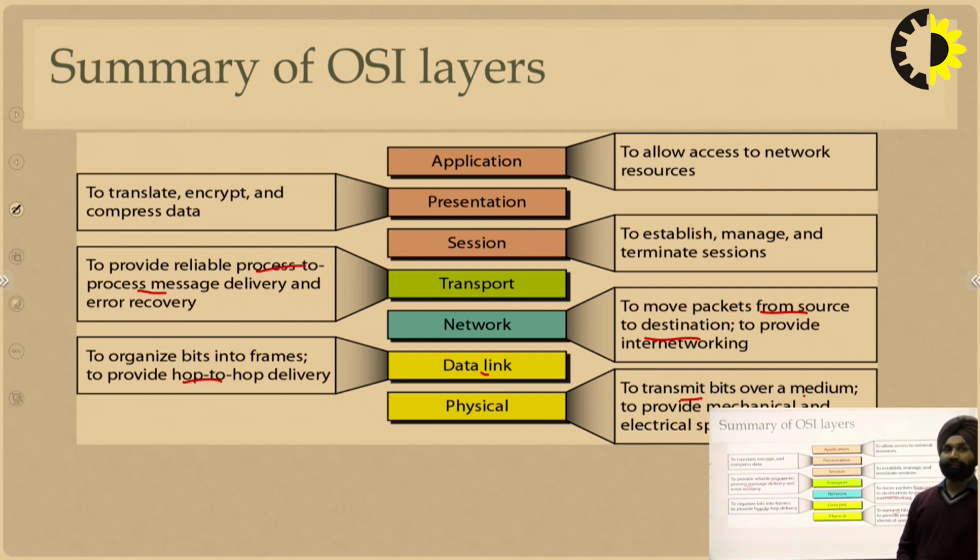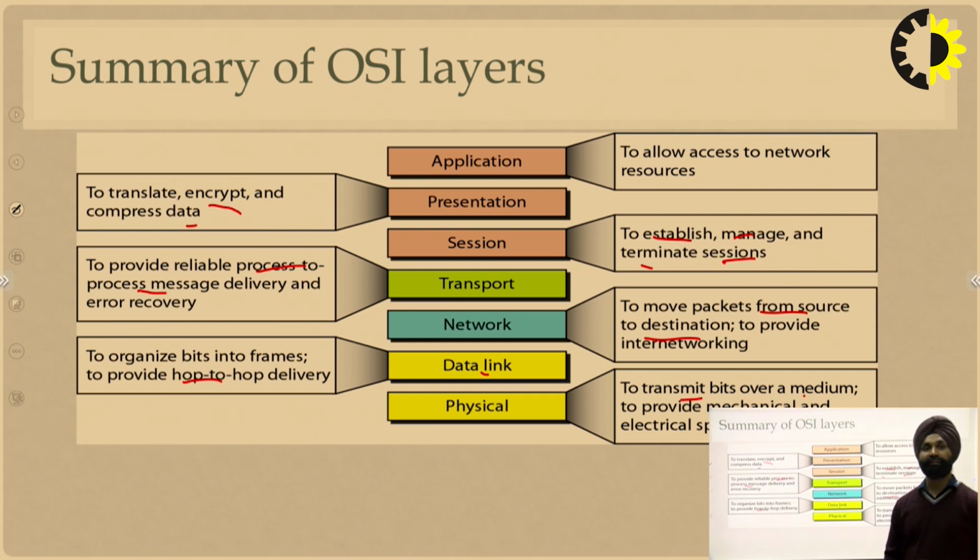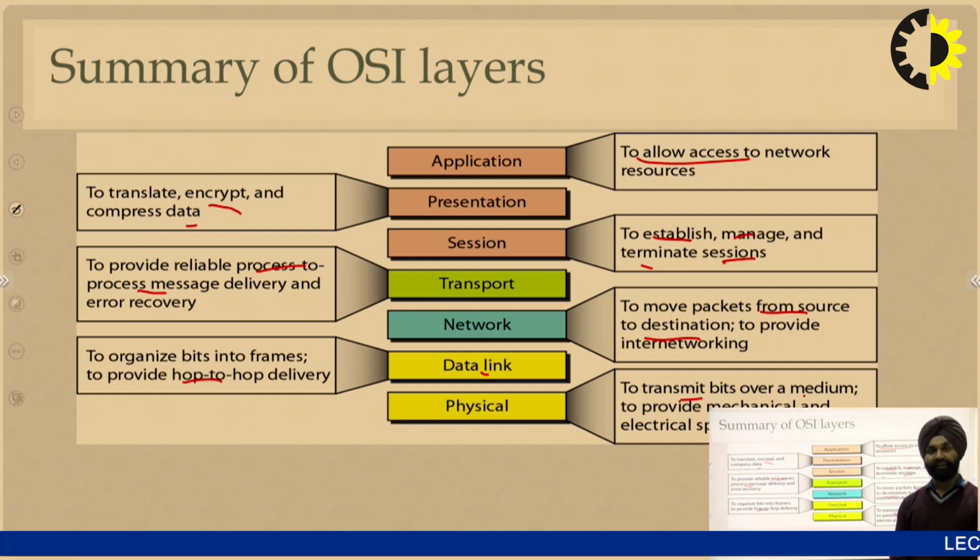The session layer is to establish, manage, and terminate sessions. The presentation layer is to encrypt, compress, and translate the data. The application layer's main task is to allow access to network resources. For example, a user can access the internet through Mozilla Firefox. That is the application layer, which allows the user to share the network resources. We will discuss this deeply in the main topic, or the extra lecture for the TCP/IP and OSI layers.